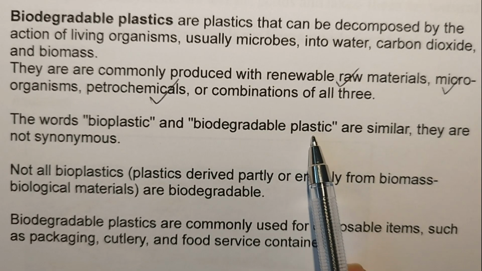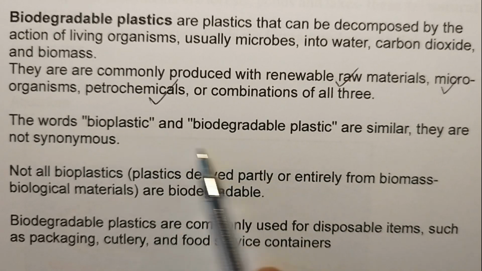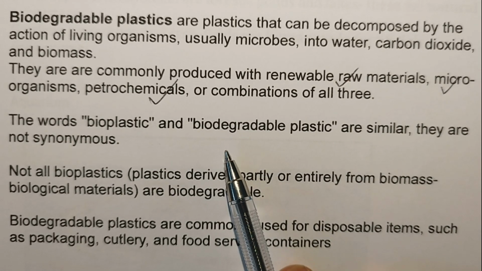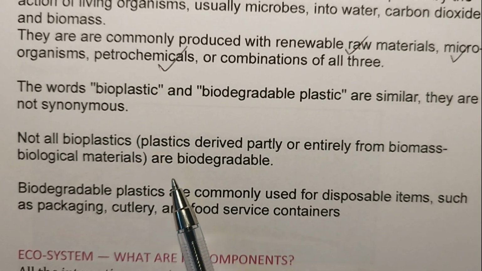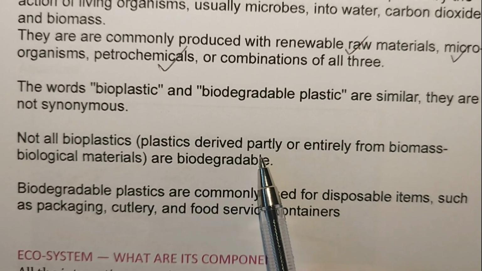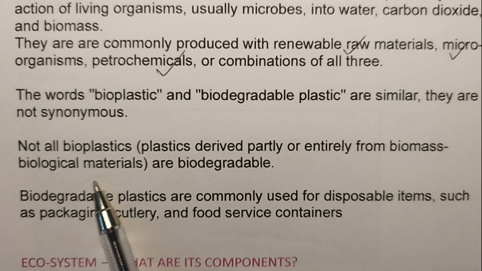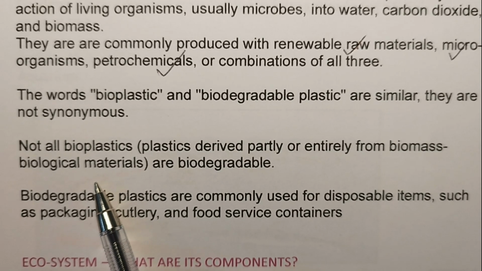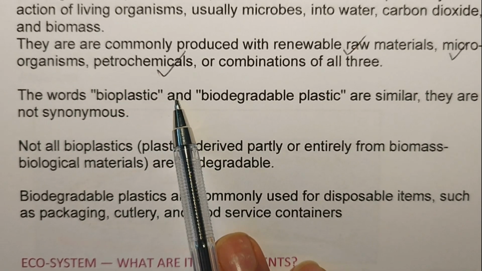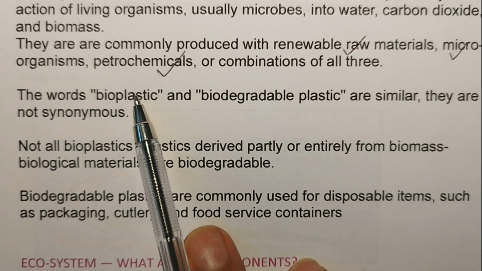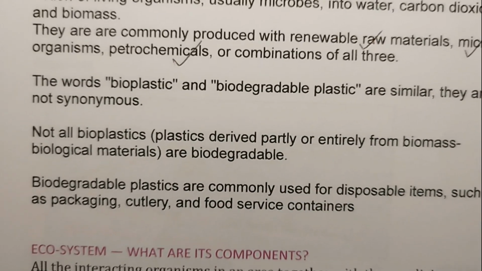Bioplastic and biodegradable plastic sound similar, but they are not exactly the same material. Bioplastic means it is made of biological material, made partly or entirely from biomass. That is biological material, but it may not be biodegradable. So bioplastic is made of biological material, partly or fully, but it may not be completely biodegradable. Understand there is a difference between bioplastic and biodegradable plastic.